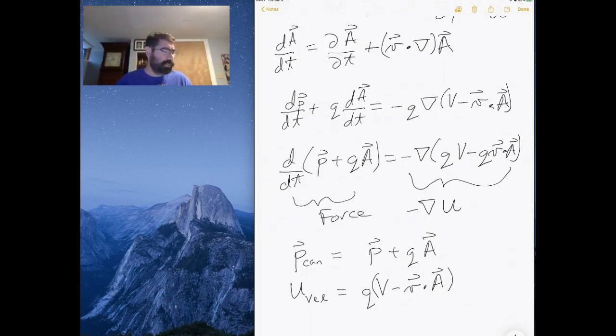So what that means is that V, the electric potential, is potential energy per charge, and A is potential momentum per charge. So we now have kind of rewritten this such that we've combined momentum and potential energy with our fields V and A.